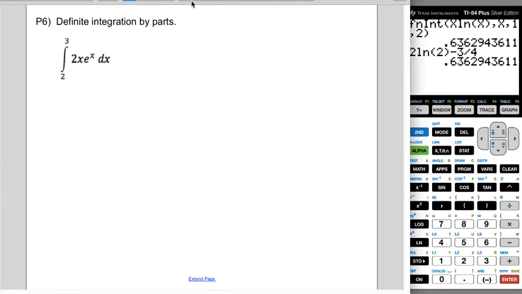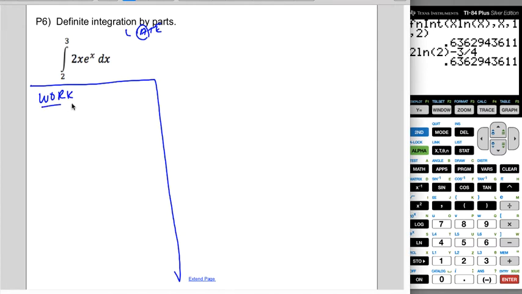So when we integrate this, right, so I know that I use LIATE to choose my u, and it's never ever the exponential, so it's going to be the 2x in this case. Interestingly enough, because it's a 2x, you could totally use the shortcut, right? And I would suggest that you do. So when I do my work, there's nothing wrong with using the shortcut, right? Because that's my u and that's my dv.